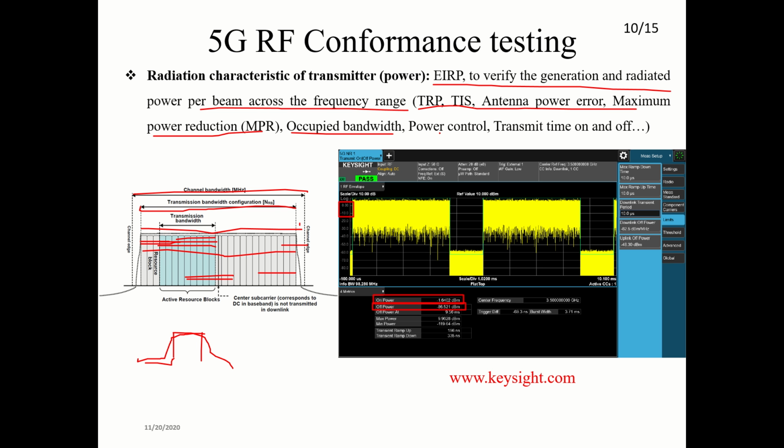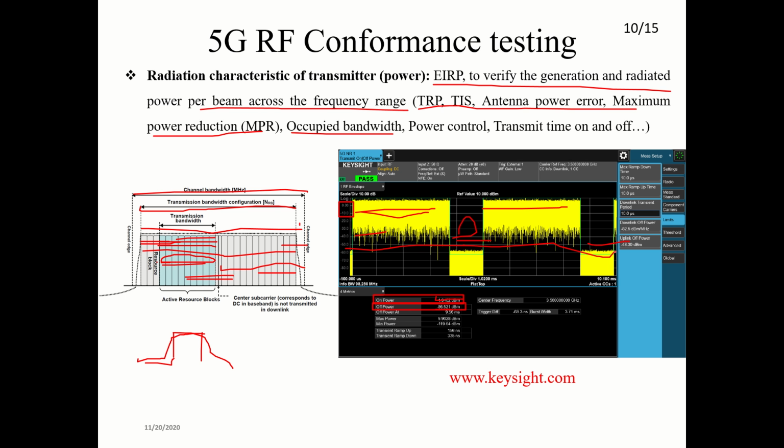Then power control and transmit on and off time. For example, the UE is active only in this many RBs and other RBs are not sending anything. This is called off, and this is on. You can see the results here: the on power should be, for example, 1.60 dBm, and the off power should be minus 96. We check whether you are getting minus 96 or not. You can see they are clearly distinguished: this is the on condition, this is the off condition, and it is meeting the limits.